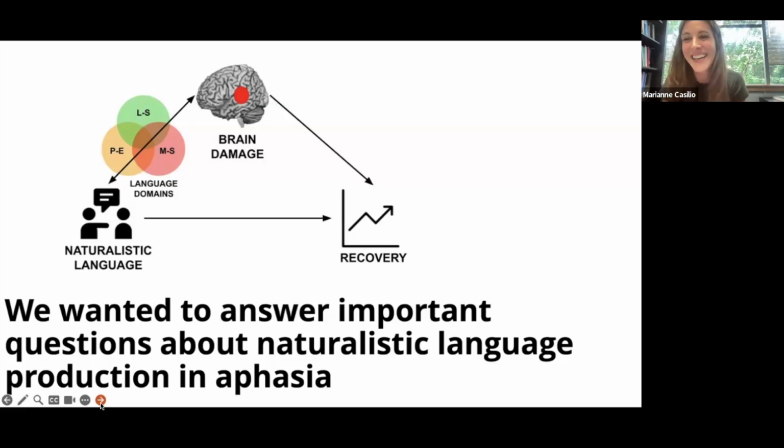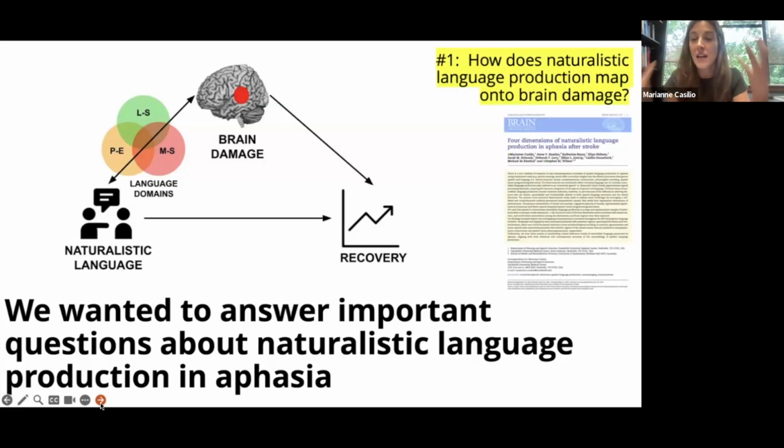We have many projects ongoing or completed currently, but I'm going to mostly focus on two studies that were part of my dissertation work and that were funded by an F31 training grant from NIDCD. So the first question in this realm, relating back to that organic cause, was how does naturalistic language production map onto brain damage? And this was work that we published earlier this year in the journal Brain. So I'm just going to walk you through what that work was.